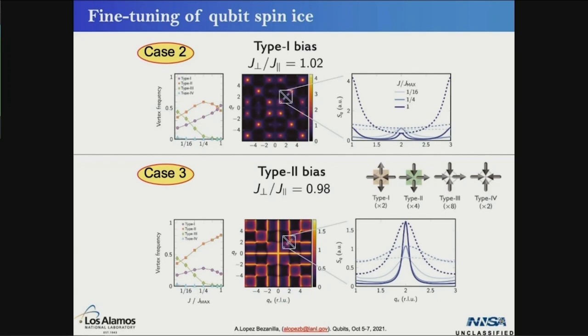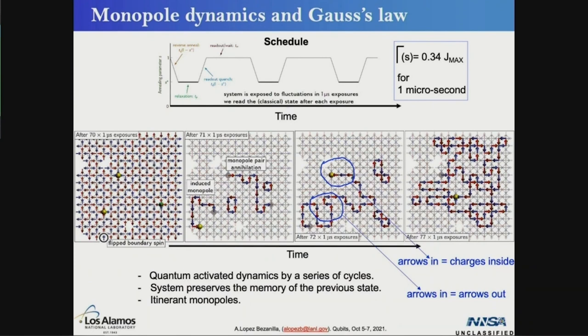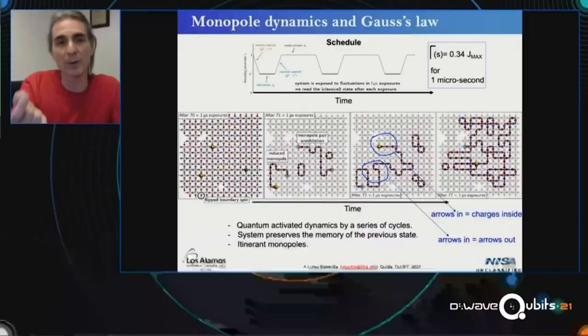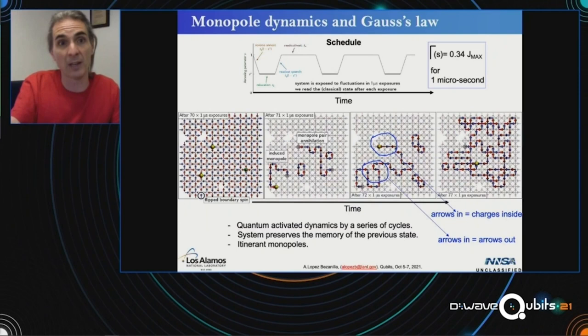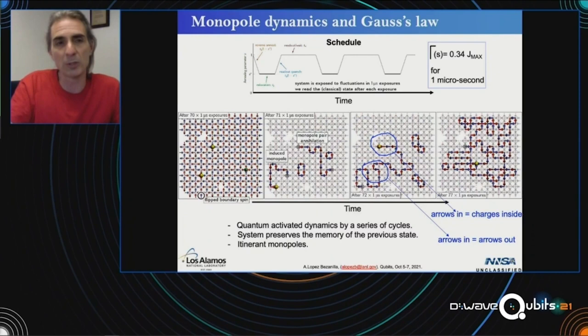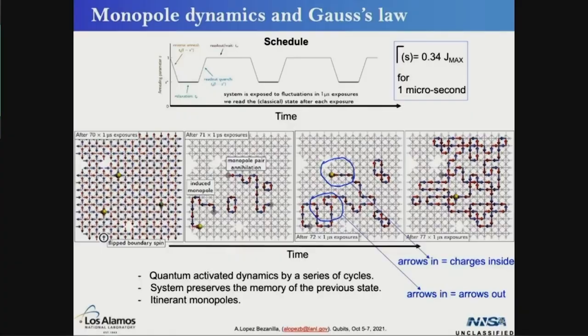So if we look at the dynamics of the monopoles, we can pin one monopole at the boundary, and we fix the flux in the inner part of the lattice. What we do is to create an odd number of monopoles in the inside, and driven by quantum fluctuations, we put the system to evolve. What we see is that one of the monopoles moves to another position within the lattice. Similarly, the two other monopoles evolve, but one annihilates the other monopole. And this is done from one observation of the lattice, from one cycle of the annealing, into another solution of the system.